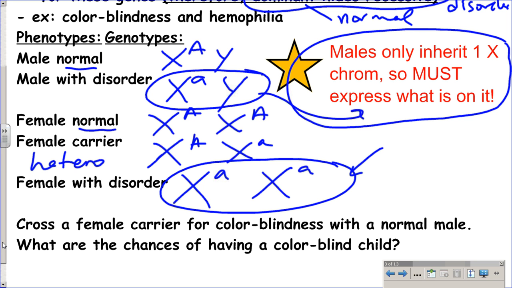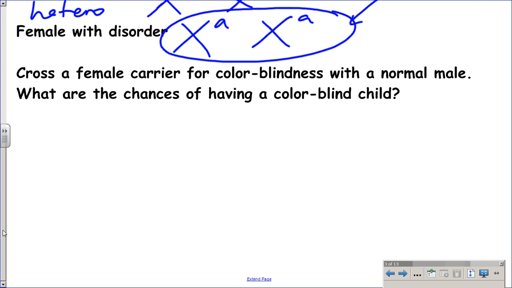Okay, so let's do this example using our alleles. Cross A, and since we're doing color blindness, let's just keep with the A's right now, that's fine. Cross a female carrier for color blindness with a normal male. What are the chances of having a colorblind child?